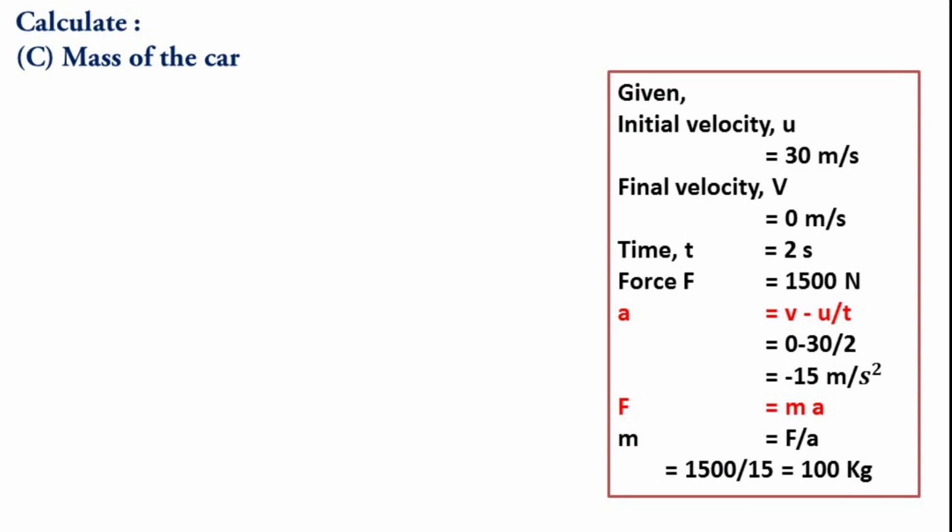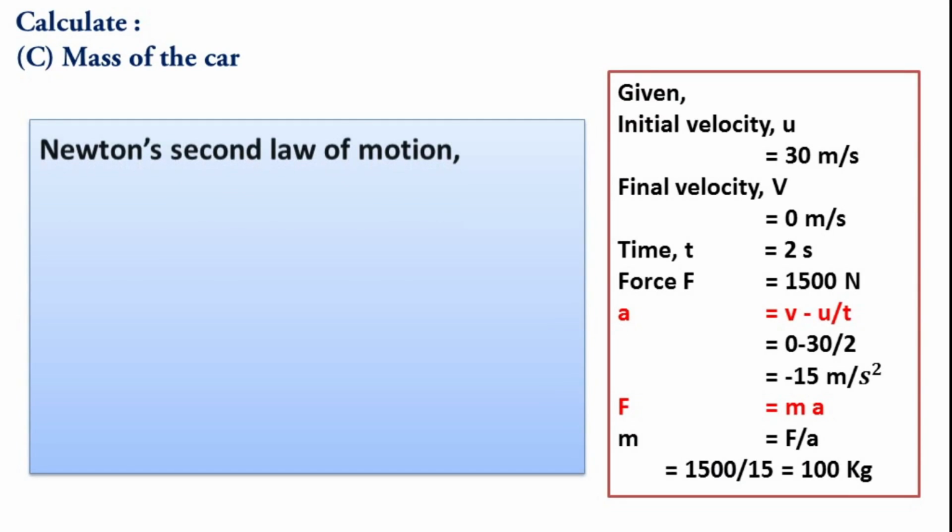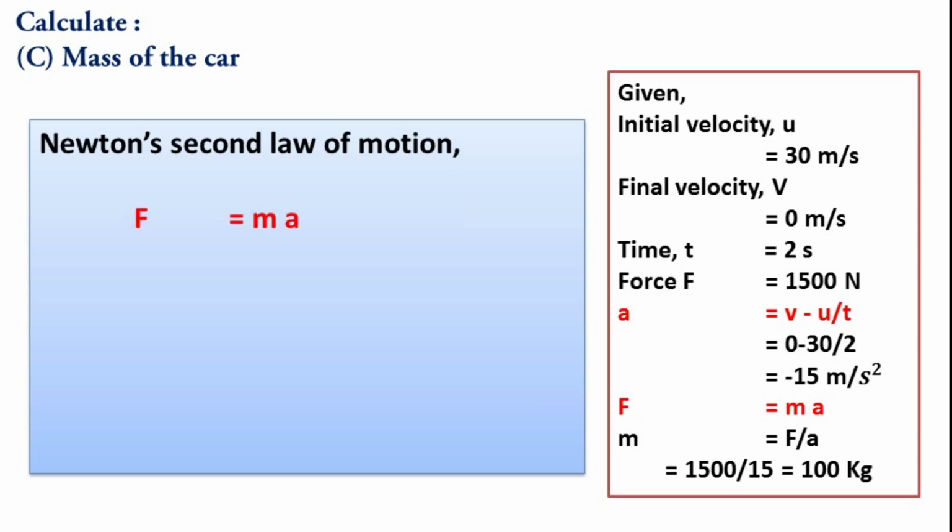And the C part, mass of the car. From Newton's second law of motion, F is equal to ma, or m is equal to F divided by a. Substituting the values, 1500 divided by 15, which is equal to 100 kilogram.